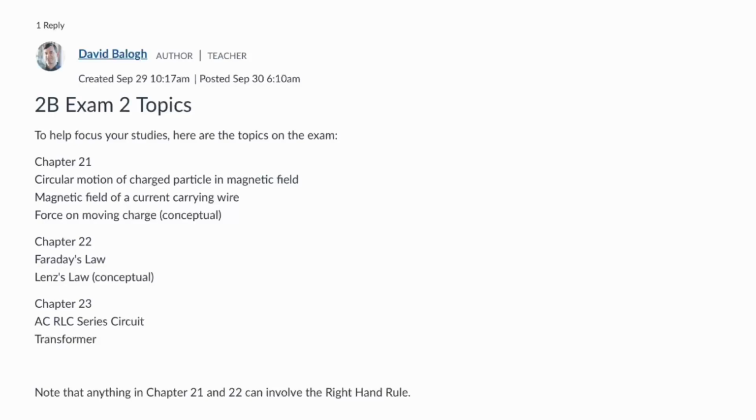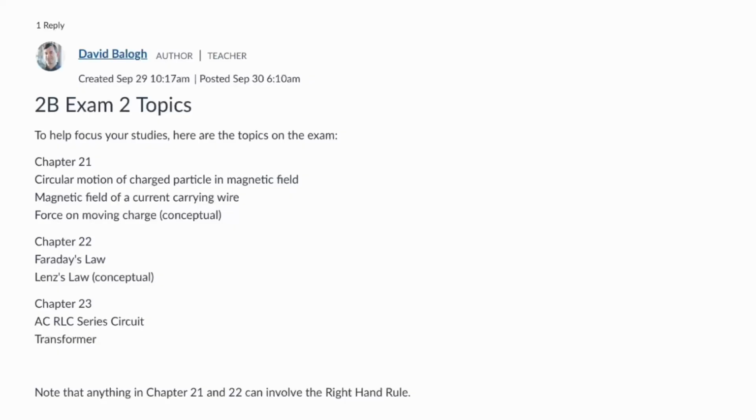Do we know any Coulomb formulas? No. That was last unit. I wouldn't go out of my way to. So all the formulas in this unit then? Yeah, right. Okay. I mean, circular motion of a charged particle, there's equations for that, right?